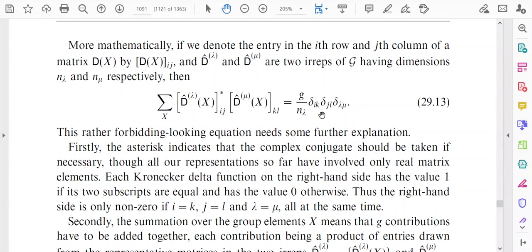On the right side it is clear that there are Kronecker delta functions, and we know their properties. The right hand side has value 1 if its two subscripts are equal, and has value 0 otherwise. Thus the right hand side is non-zero only if i is equal to k, j is equal to l, and λ is equal to μ, all at the same time. In that case only the right side will give you some value, otherwise the right side will be 0.